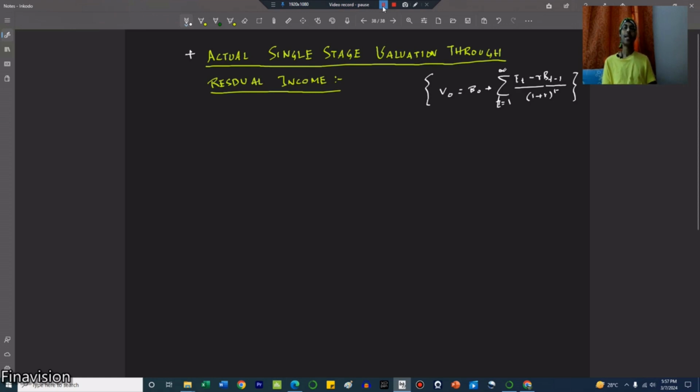To do that, we will start with the single stage Gordon growth model and try to arrive at the residual income model for single stage growth rate. Let's see how to do that. The Gordon growth model says if there is a constant growth rate, V0 is equal to D0 into (1 plus g) by (r minus g). Let's say the price justifies the value. Then we can replace this V0 with P0, right?